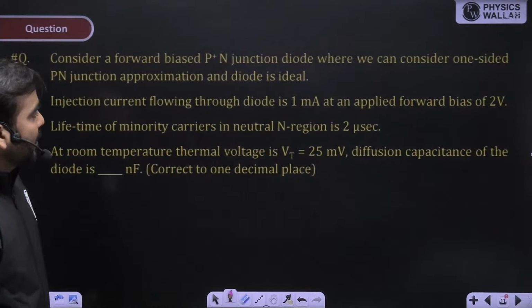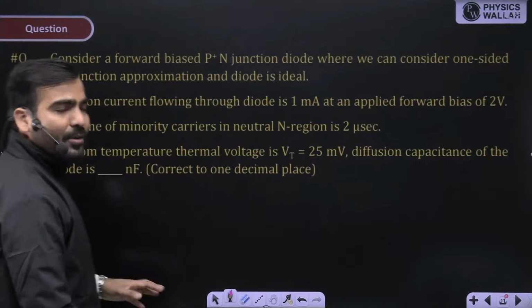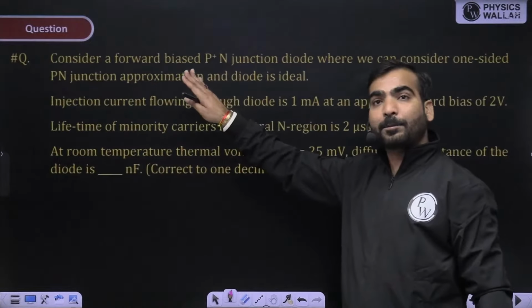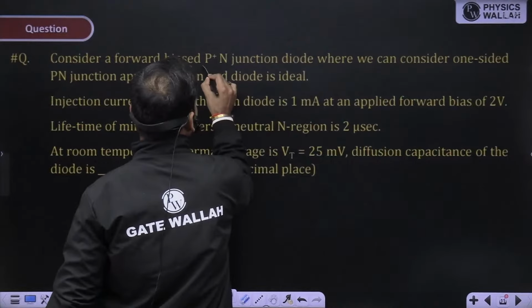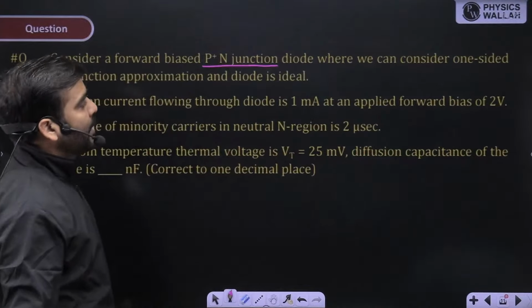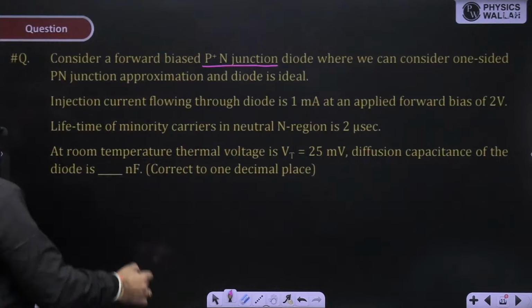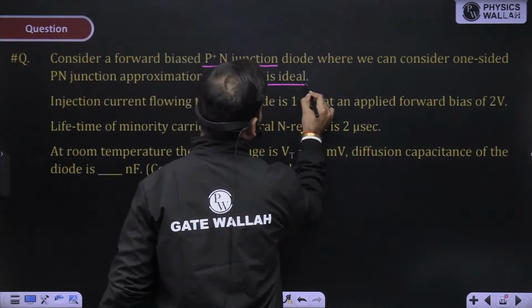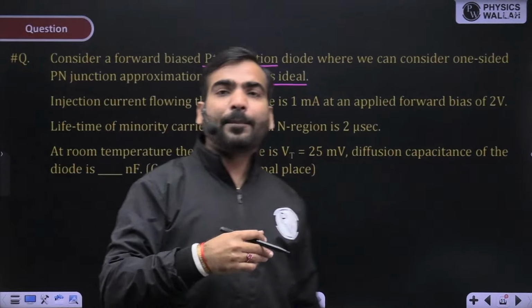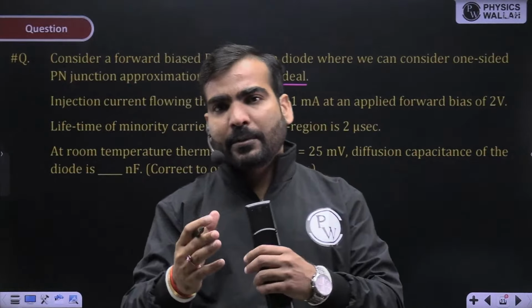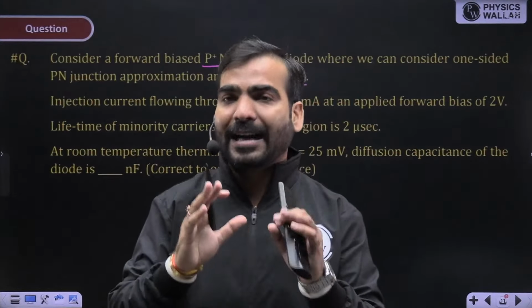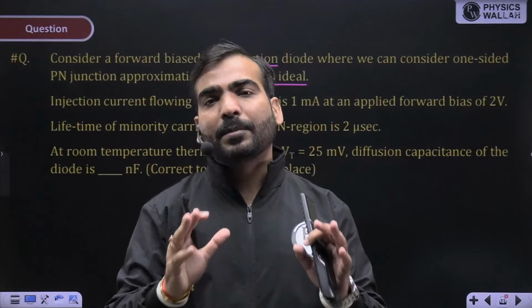Okay, fine. Next question is this. Now it belongs to the PN junction. Again, consider a forward biased P plus N junction. P plus N junction means one-sided junction, where we can consider one-sided PN junction approximation, and the diode is ideal. One-sided PN junction approximation means the depletion layer will be only on one side. Most of the current is because of one type of charge particle. That is the meaning of one-sided PN junction assumption.